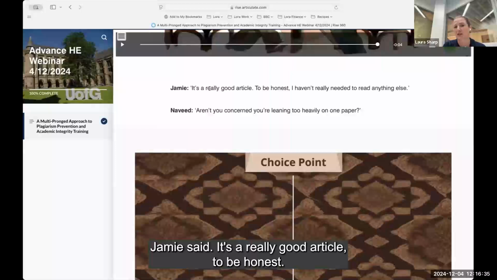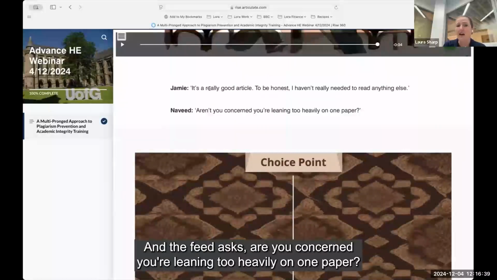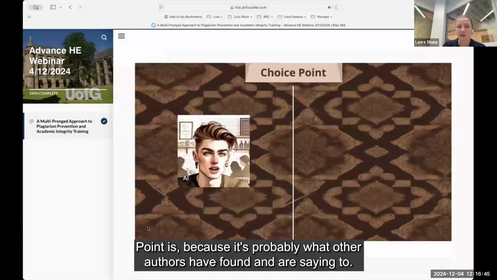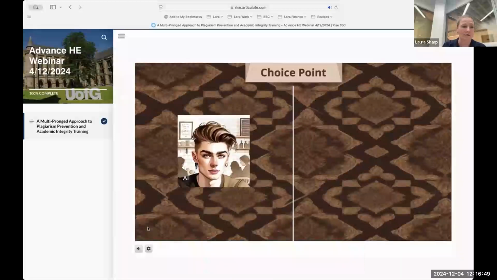Jamie said, it's a really good article. To be honest, I haven't really needed to read anything else. And Naveed asks, aren't you concerned you're leaning too heavily on one paper? So this is our choice point. No, because it's probably what other authors have found and are saying too.